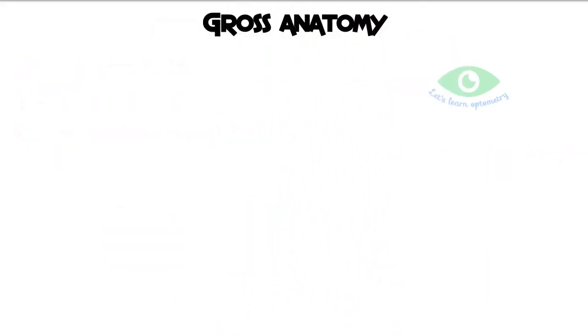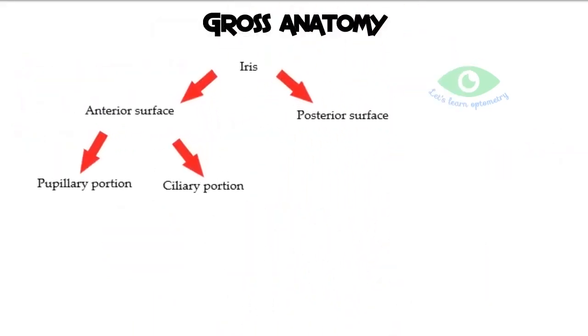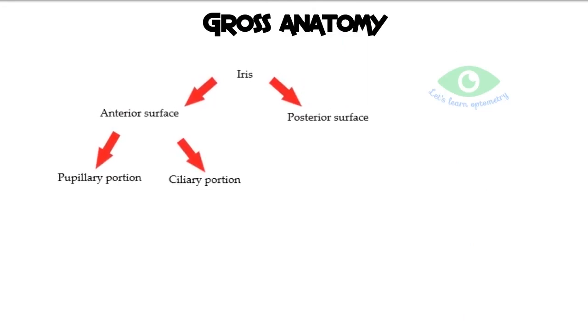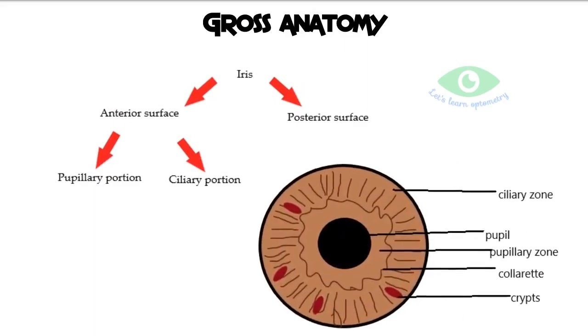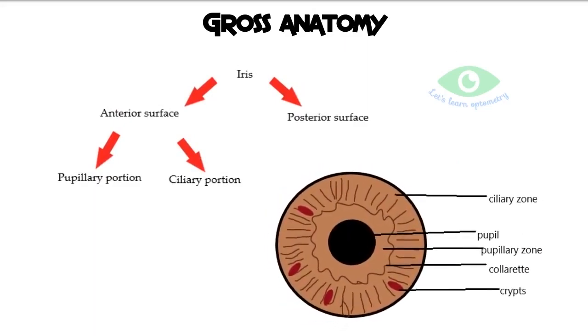We can divide iris into anterior and posterior surfaces. The anterior surface is divided by the collarette into pupillary and ciliary portion. The zigzag line shown in this picture is called collarette. The inner portion around the pupil is called pupillary portion and the outer portion is called the ciliary portion.